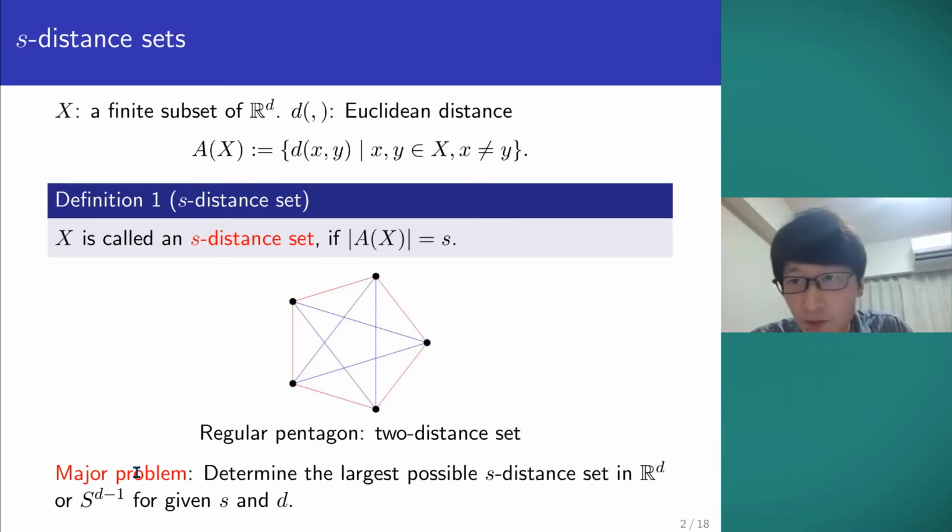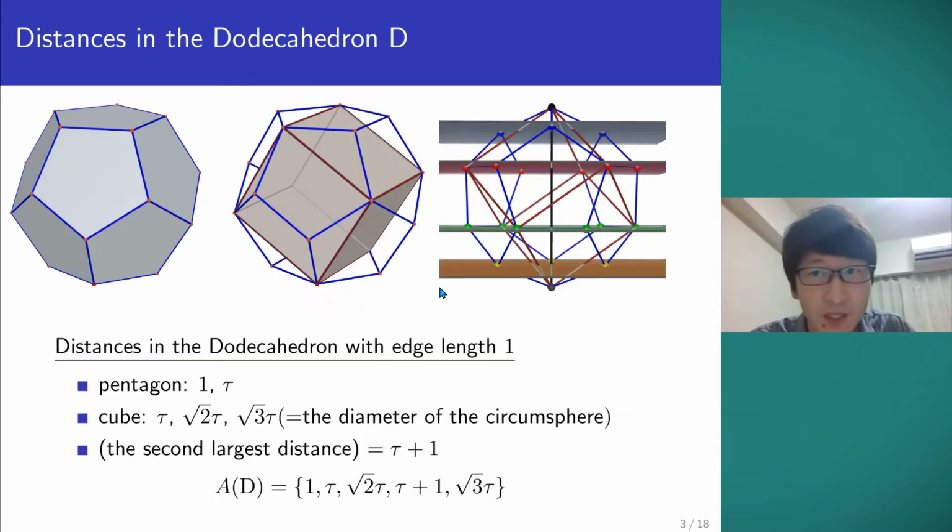The main problem for s-distance sets is to determine the largest possible s-distance set in R^d, or the unit sphere S^{d-1}, for given s and d. This is the regular dodecahedron. Actually, the regular dodecahedron is a 5-distance set. This is the dodecahedron with edge length 1. We have a regular pentagon as a face. A regular pentagon has distances 1 and tau, where tau is the golden ratio.